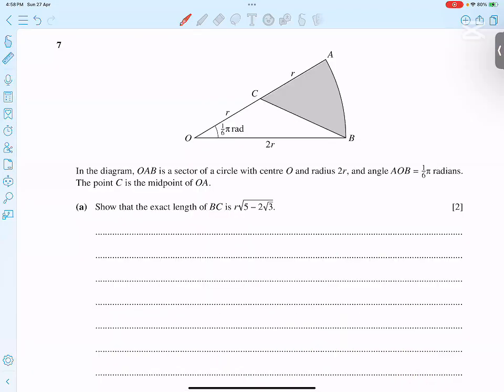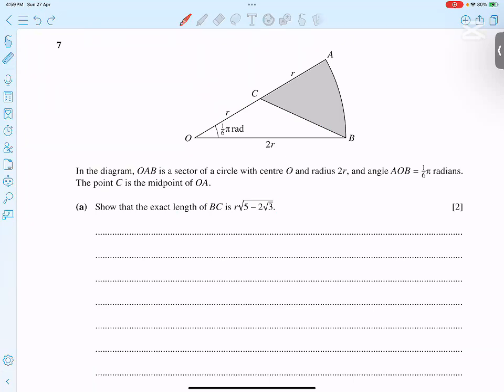The diagram shows a sector of a circle, centre O, the radius is 2r, and the angle is given as pi by 6. Point C is the midpoint of OA, so it means this radius and this radius are r as well. We have to prove the exact length of BC. Many students get confused about how to handle this kind of question. The best way is the cosine rule.